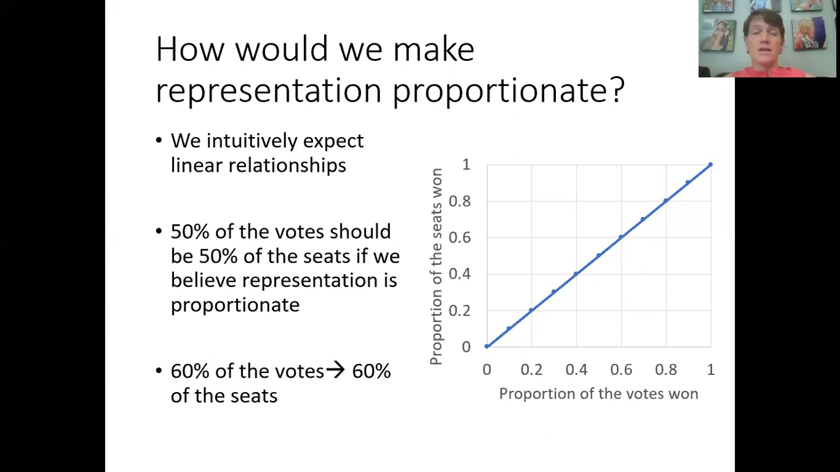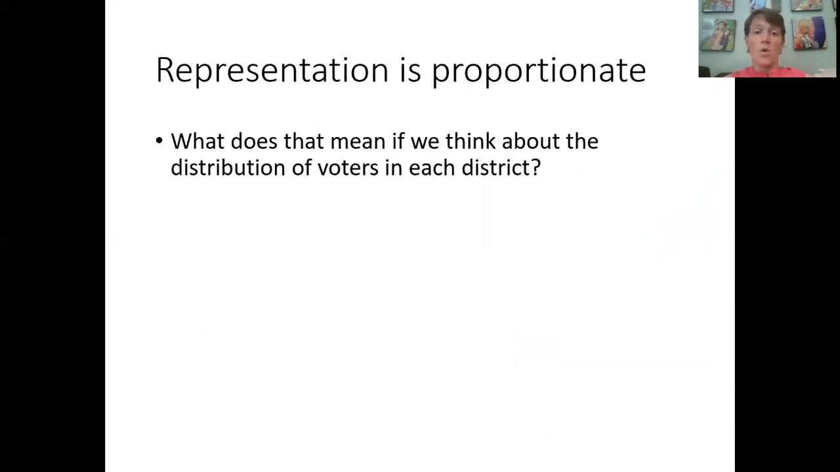This is the idea that if a party wins 55% of the vote, they get 55% of the representatives. If they win 60% of the vote, they get 60% of the representatives. So there's a direct linear correlation between proportion of votes won and proportion of seats won. Mathematically, a straight line. What does that actually mean if we think about how we would create that system? What do we have to do so that we would have proportionate representation?